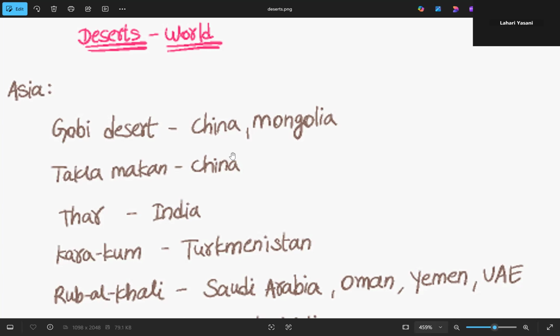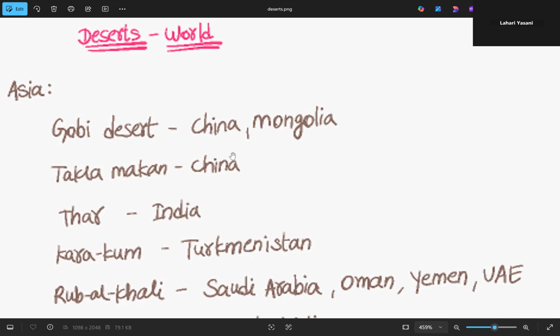So let's get started. First of all, what is the meaning of a desert? A desert is a place which has less than 10 inches of rain per year. So 10 inches means almost 25 centimeters. So it is a place where we can see rainfall of less than 25 centimeters per year. So that is called a desert.